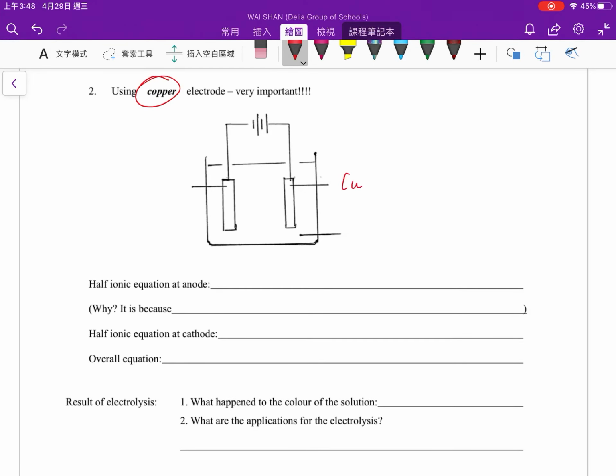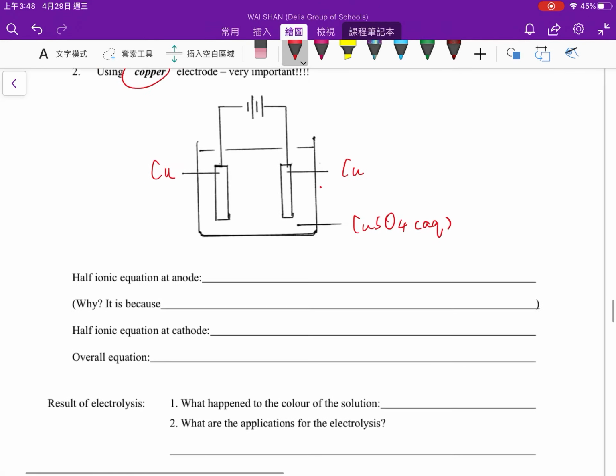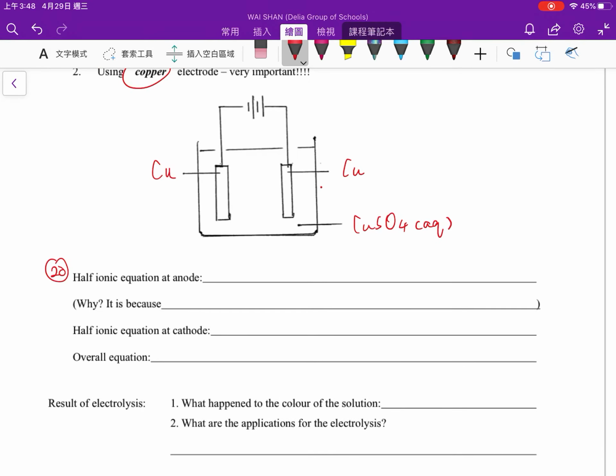It's using copper electrode. Both of them are copper electrodes, and the electrolyte is copper(II) sulfate solution. So what do you think will happen on both electrodes? Try to think about it and then complete questions 20, 21, 22, and that's all.